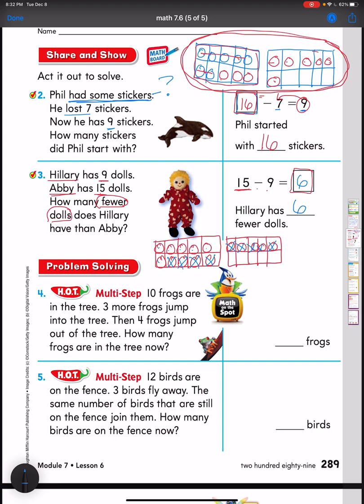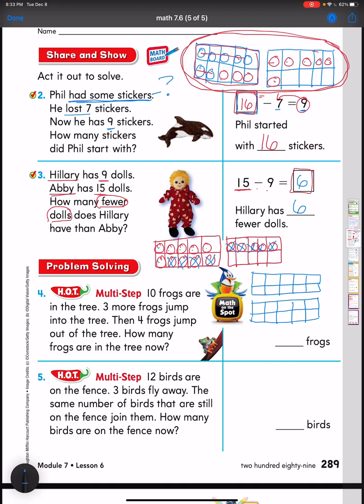Number 4. 10 frogs are in a tree. 3 more frogs jump into the tree. Then 4 frogs jump out of the tree. How many frogs are in the tree now? Okay, well, let's stick with our 10 frames that we have been working with. I'm going to draw 2 10 frames. And remember, if you're at home and you have your 10 frame chart with you, you can use that with some counters.